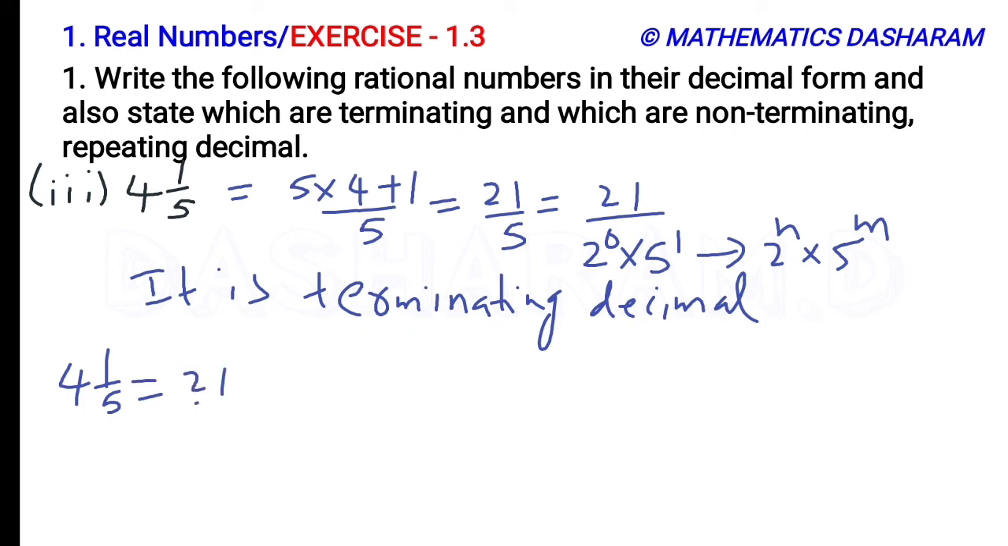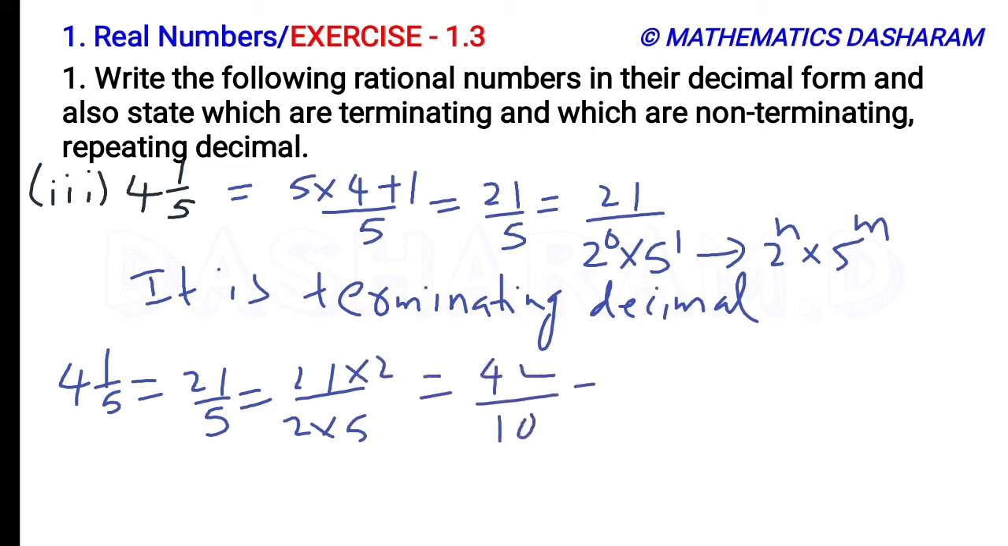Now let us convert into a decimal form. So 21 by 5. Now here beside 5 we need a 2. So the numerator also multiplies with 2. 42 divided by 10. So it is equal to 4.2.